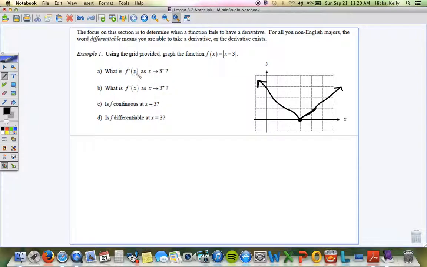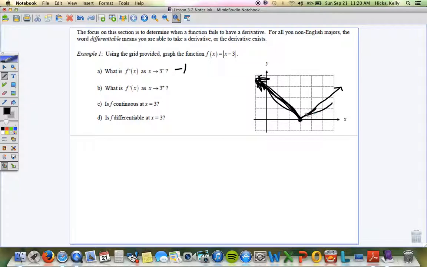What is f prime of x as x approaches 3 from the left? F prime of x is our shortcut notation for the derivative, and the derivative is equal to the slope of the tangent line. So what is the slope of the tangent line through here? That's a better straight line a little bit. Well, the slope of the tangent line is just going to be the same thing as the slope of that line. It is -1.